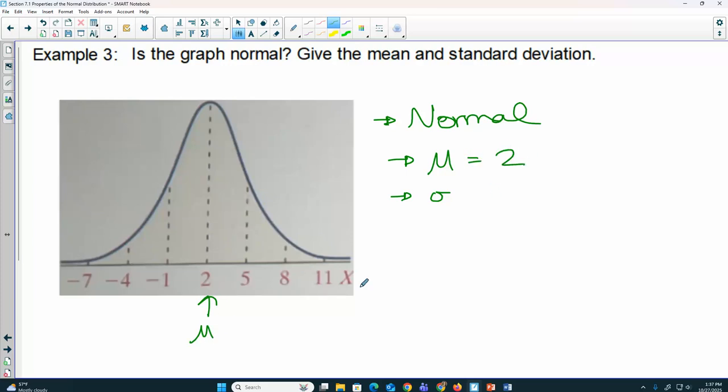How did you get 3? Just 2 plus 3, 5. One standard deviation would have to give me these points. 2 plus 3 is 5, 2 minus 3 is -1, so our standard deviation is 3. Do you guys see how we got that?